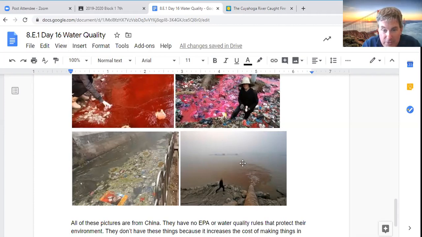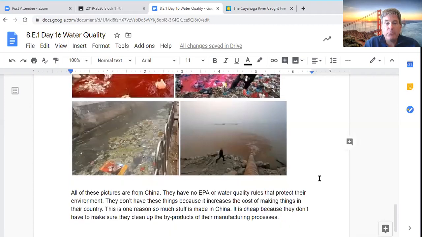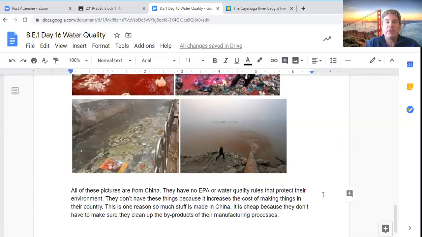Look at the crud going in there. Do you want to eat something out of there? Do you want to swim in that? No. Could you drink that? Heck no. So they don't have an EPA over there. There's no body in the government saying, hey, you can't pollute, and the water needs to be clean.